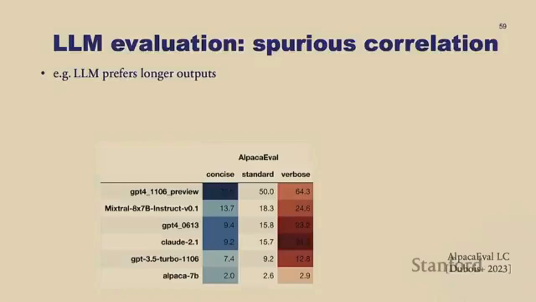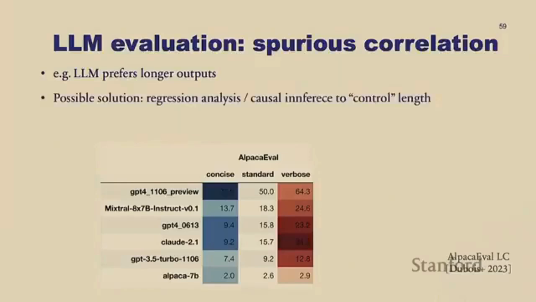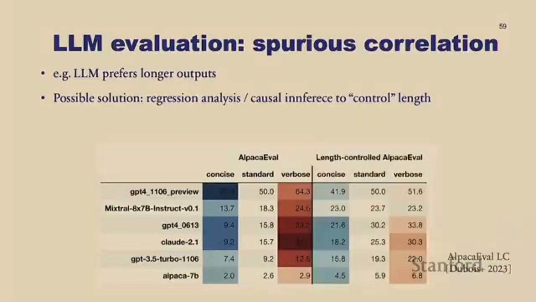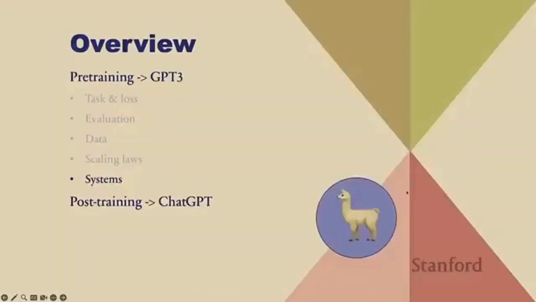That's very annoying. So one possible solution, which is what we did, is just use some regression analysis. I'm not going to go into details, but basically use causal inference tools to control for length. And right now, length matters much less. So if you ask it to be verbose, you still get some gains, but much less. Great. So that's all about post-training.